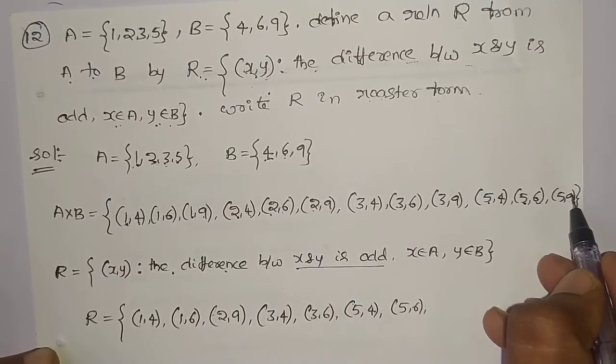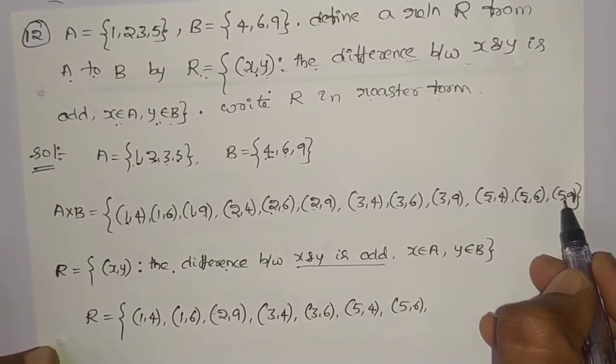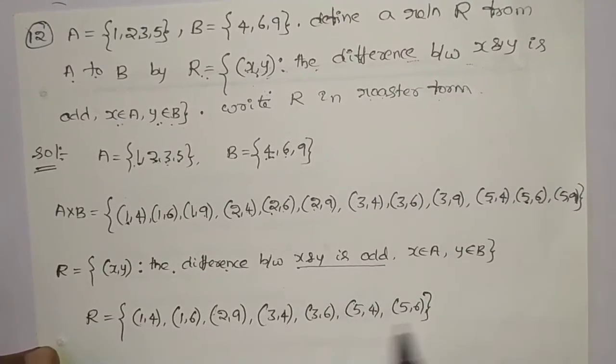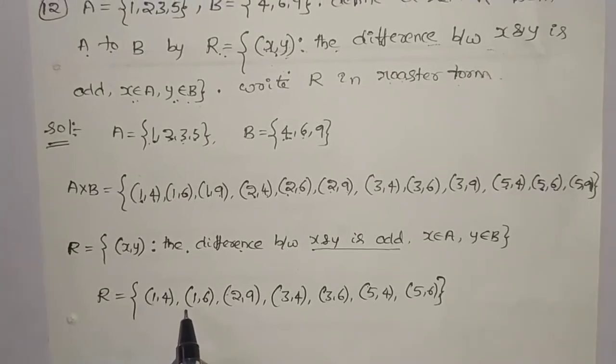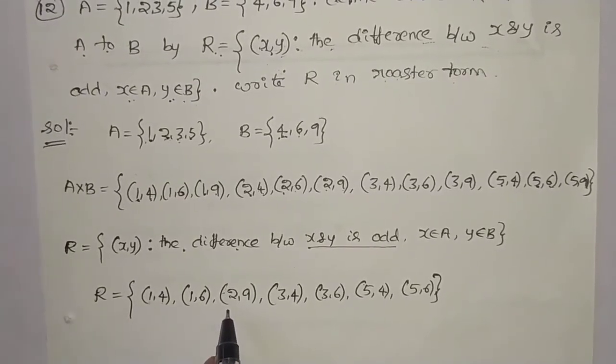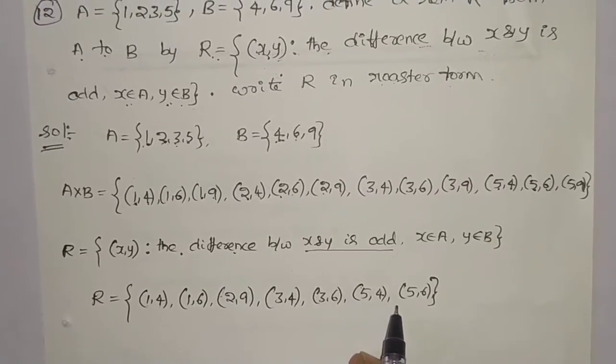It is 9. 9 minus 5 is what? 4. Is 4 even or what? 4 is even. We have to take only odd numbers. Hence it is a relation R: 1 4, 1 6, 2 9, 3 4, 3 6, 5 4, 5 6.